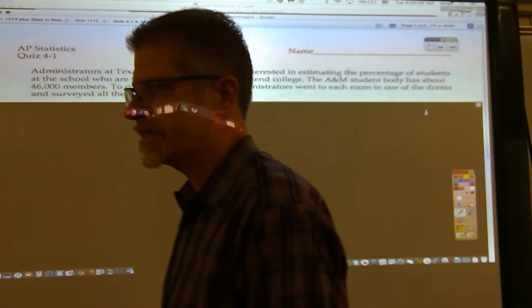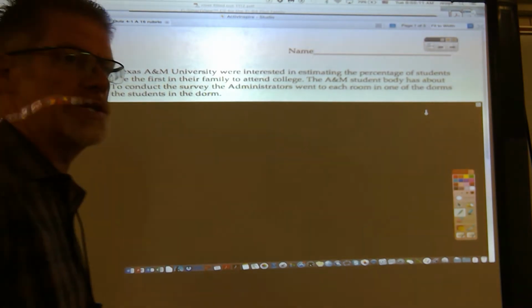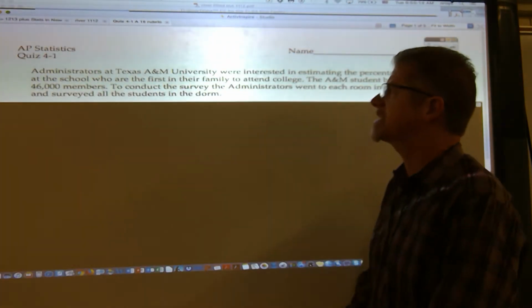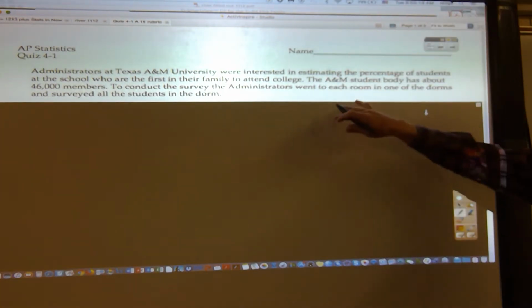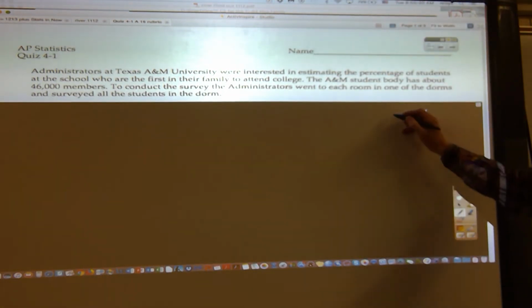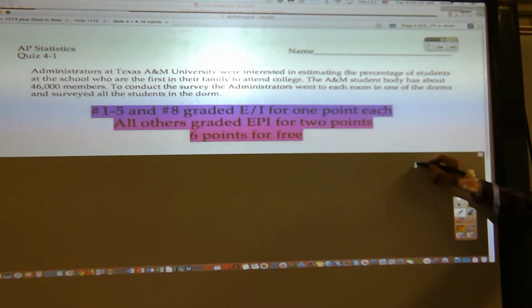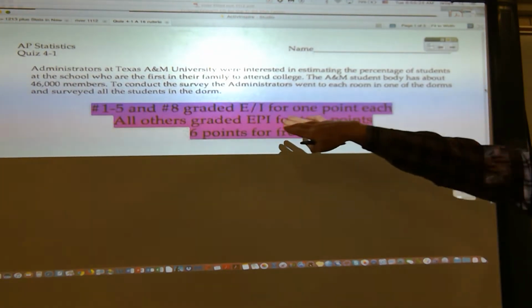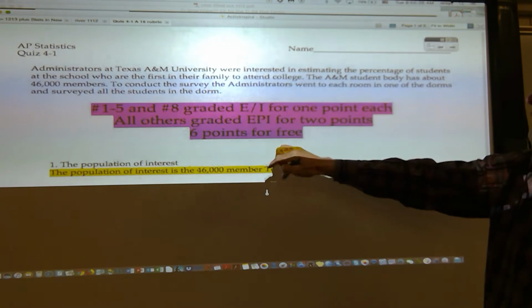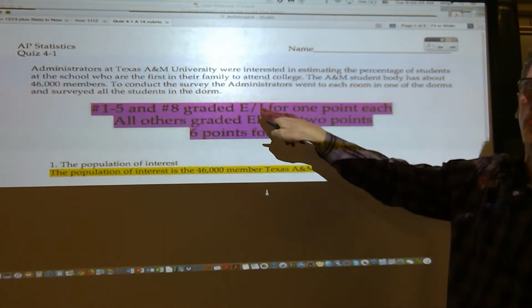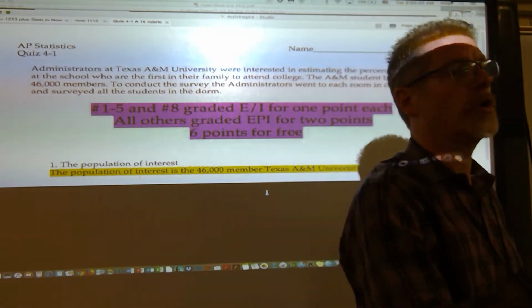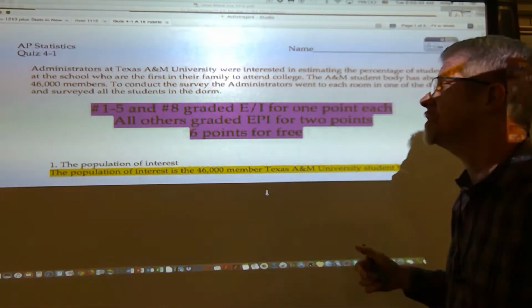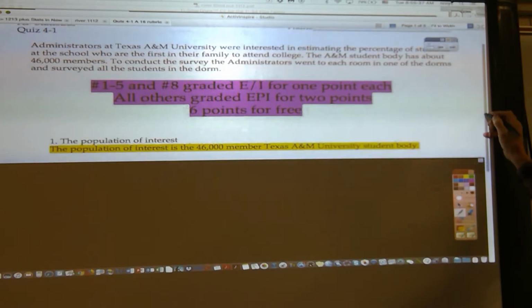So instead of taking a census and asking everyone, they're going to do something less expensive, and that is conduct a survey. So the administrators went to each room in one of the dorms and surveyed all the students in the dorm. Okay, so problems 1 through 5 are graded either E or I. There's no P's on these, so give yourself either an E for essentially correct or an I for incorrect. Not that this is going in the grade book, but just to show you how it's graded.